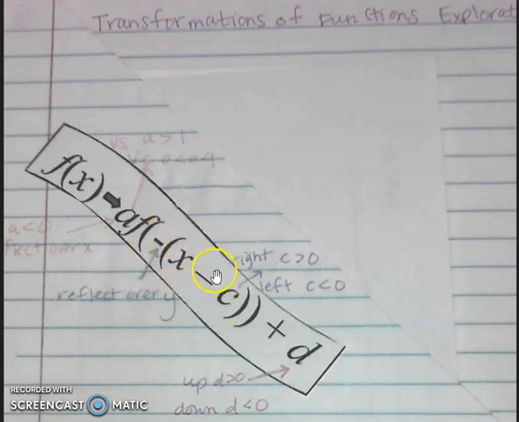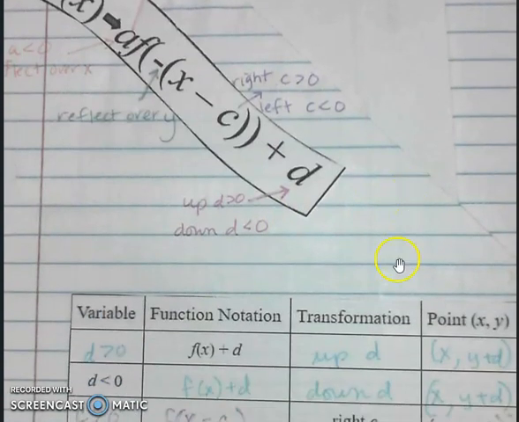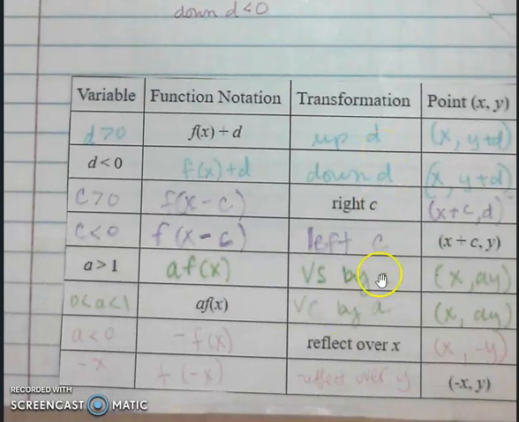Now, if this has already been distributed, it will mess it up a little bit for us, so that's why I went ahead and put it on the outside prior to the distribution, so it would look exactly like what we did in class. And then the plus d on the outside is going to make it go up d units if d is bigger than 0, but it's going to make it go down d units if it's less than 0.